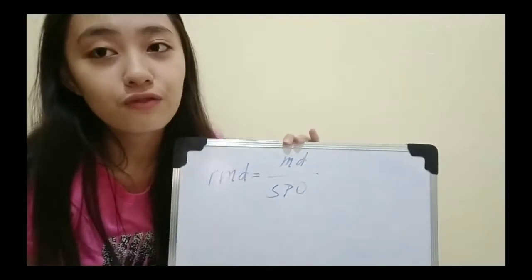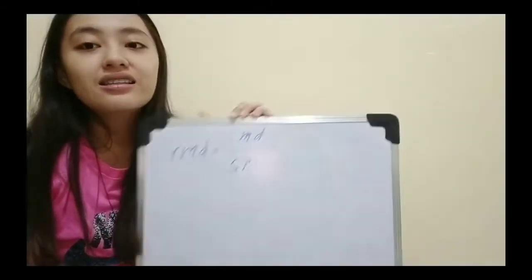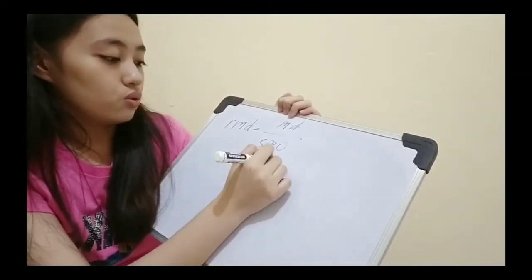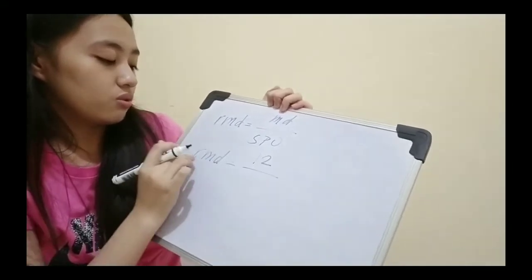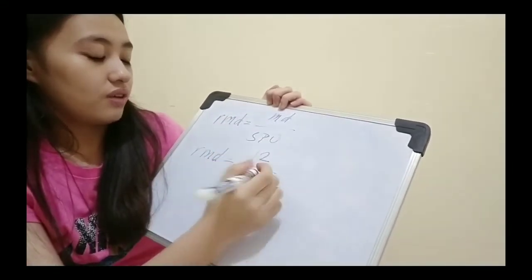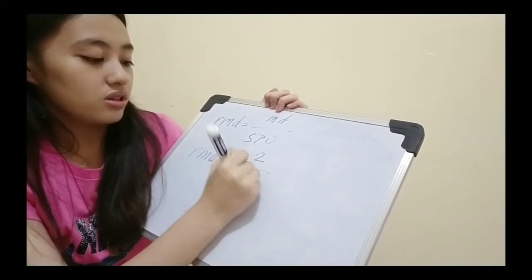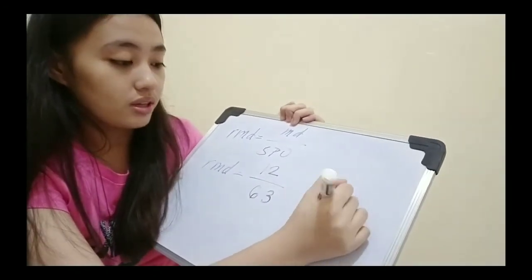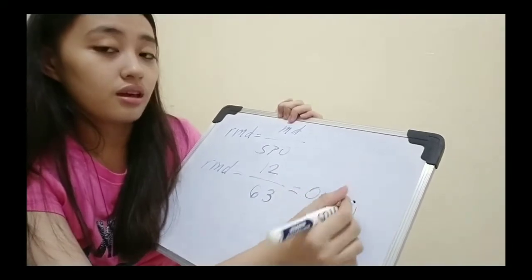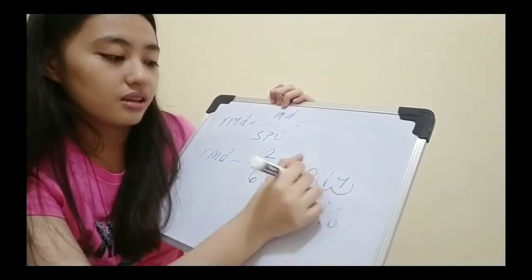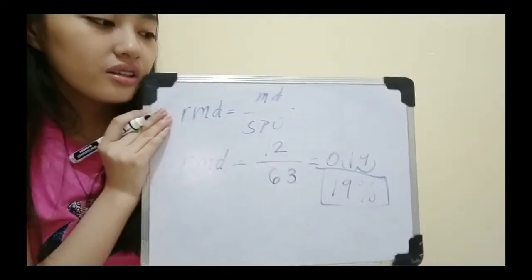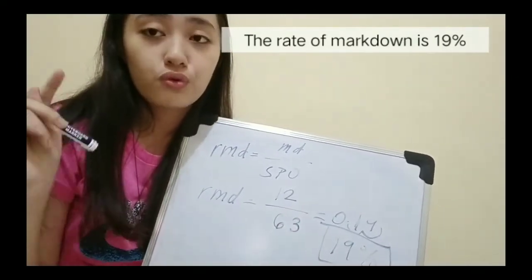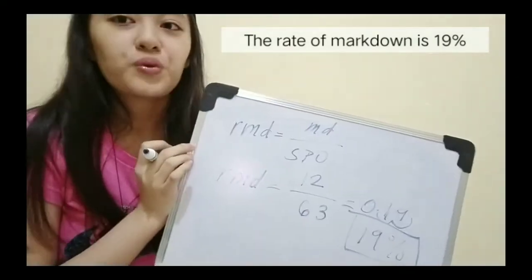And so, since meron na tayong formula na gagamitin, again, isa-substitute na lang natin yung values here. So, markdown is equal to 12 pesos. So, the rate of markdown is 12 divided by the original selling price, which is 63. So, 12 divided by 63 would be equal to 0.19. Again, since rate, it is 19%. So, therefore, the rate of markdown when the price was down to 51 from 63 would be 19%.